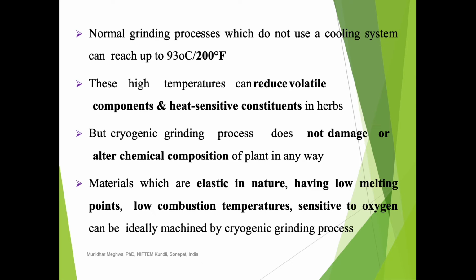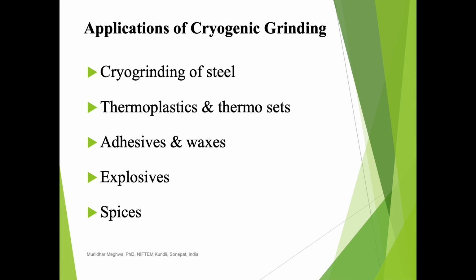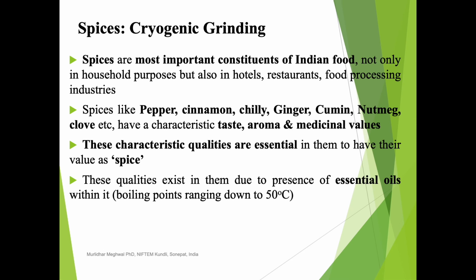This high temperature can reduce volatile components and heat-sensitive constituents in herbs, spices, or food components. But the cryogenic process does not damage or alter the chemical composition of the plant in any way. Materials which are elastic in nature, having low melting points, low combustion temperature, or sensitive to oxygen can be ideally machined by the cryogenic grinding process. There are several applications like grinding of steel, thermoplastics, thermosets, adhesives, emulsions, explosives. Our interest is in the field of food materials like spices.